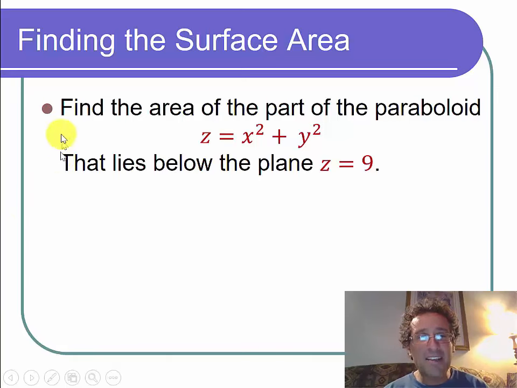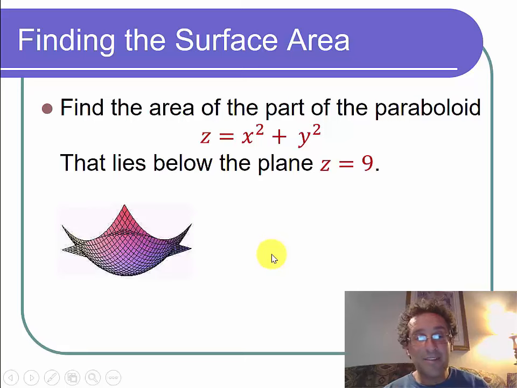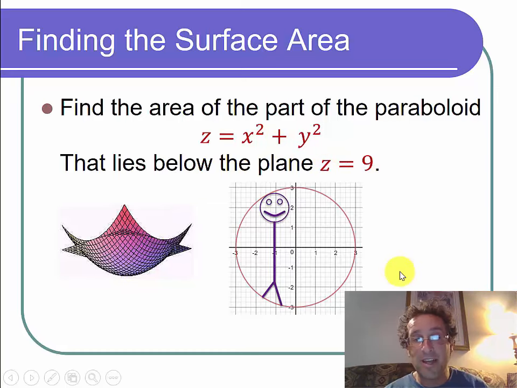So the next question asks us, find the area of the part of the paraboloid z equals x squared plus y squared that lies below the plane z equals 9. I start out by using a computer to sketch those. Here's our paraboloid. Here's the plane. We get this bowl-looking thing. What really matters is that the intersection of this paraboloid and the plane is x squared plus y squared equals 9. I just set them equal to each other.